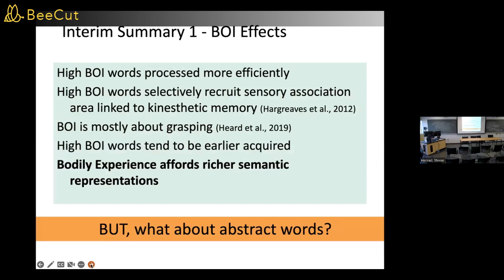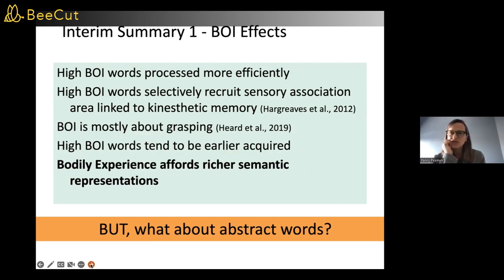Sure. Go ahead. Sorry. Beyond acquisition, is there any link between the BOI measure index and the duration of the concept in the cognition framework? As an example, can we say that it takes less effort to maintain a ball in the cognitive capital versus something with a lower BOI index? This is my question.